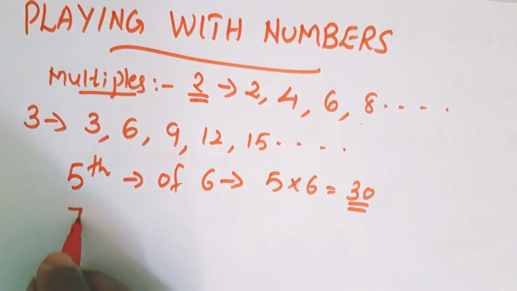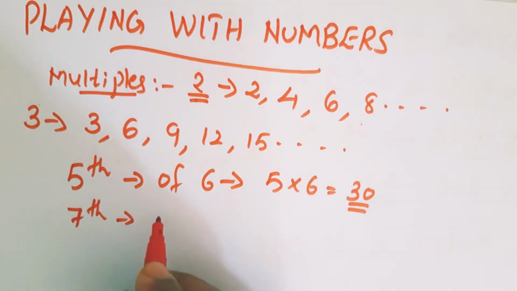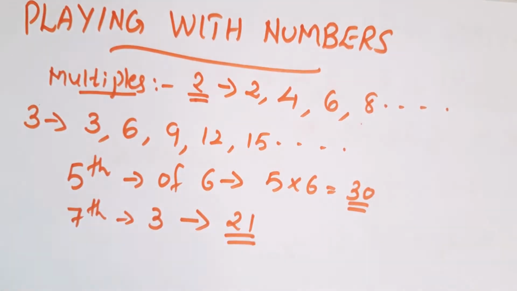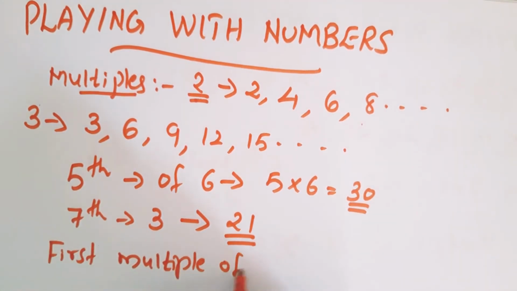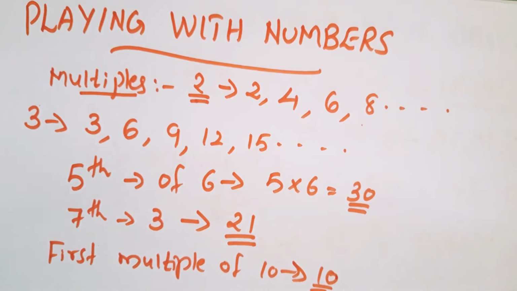Similarly, the seventh multiple of 3. 3 sevens are 21. So the seventh multiple of 3 is 21. Then what if the question is: find the first multiple of 10? The first multiple of 10 is 10 only, because 1 ten is 10. So the first multiple of 10 is 10.